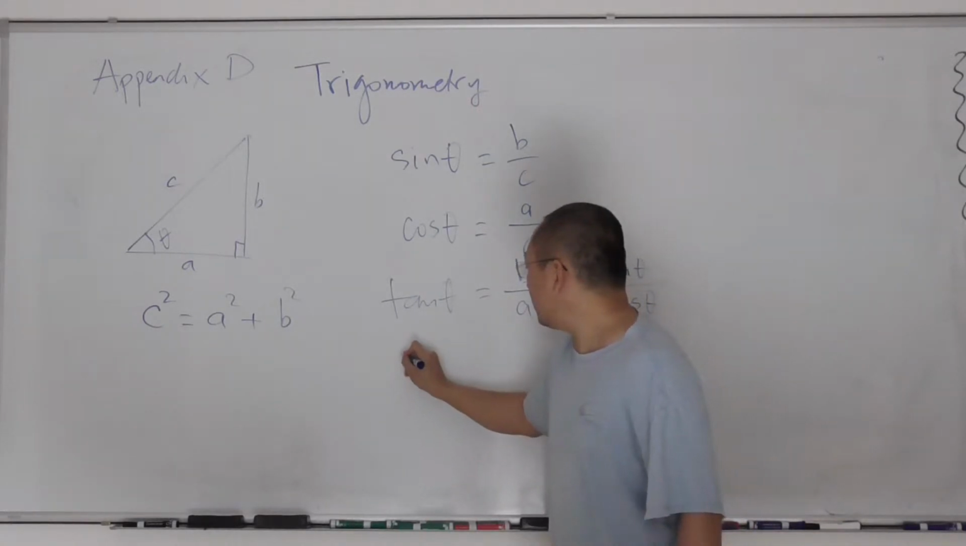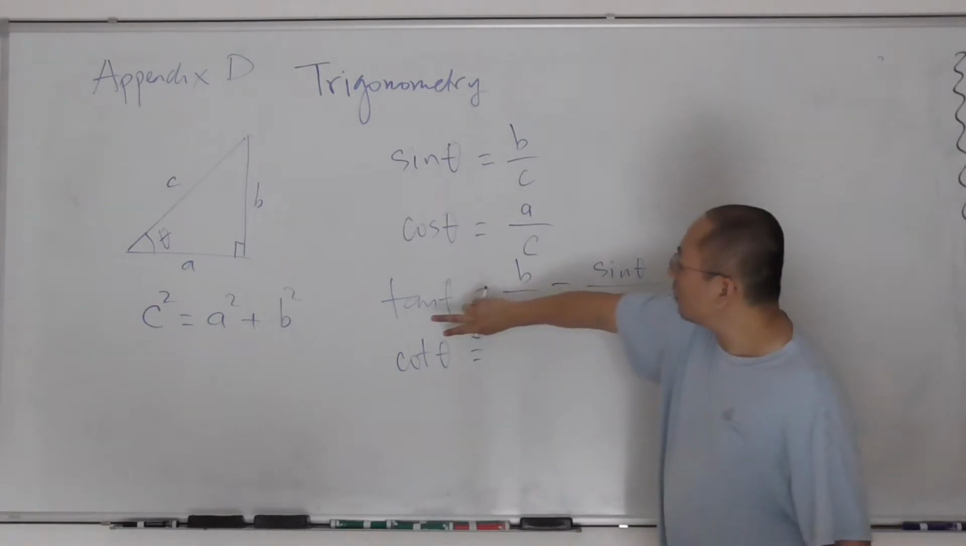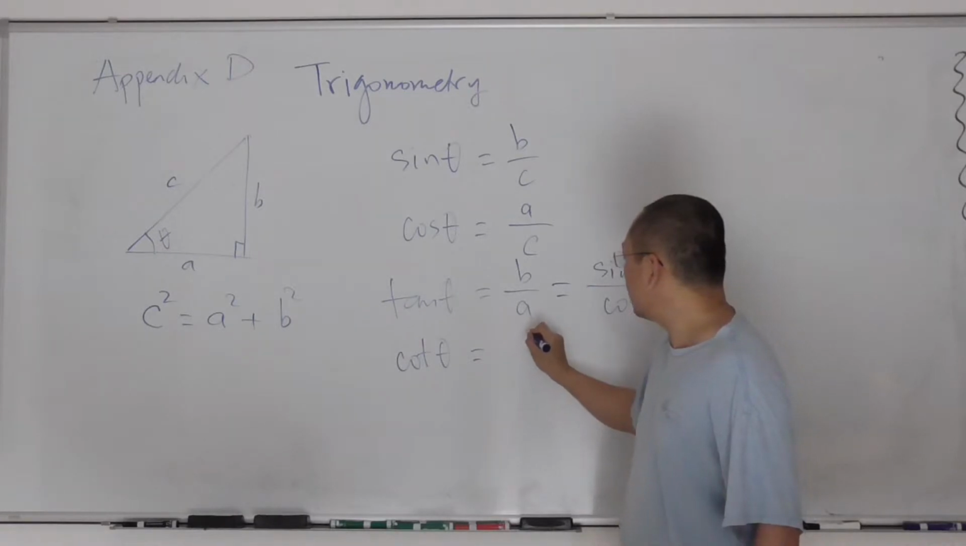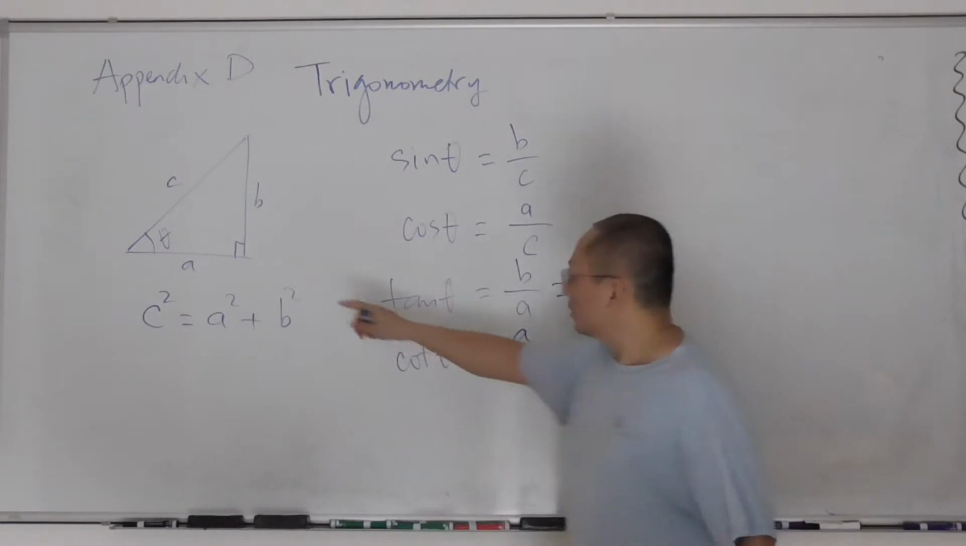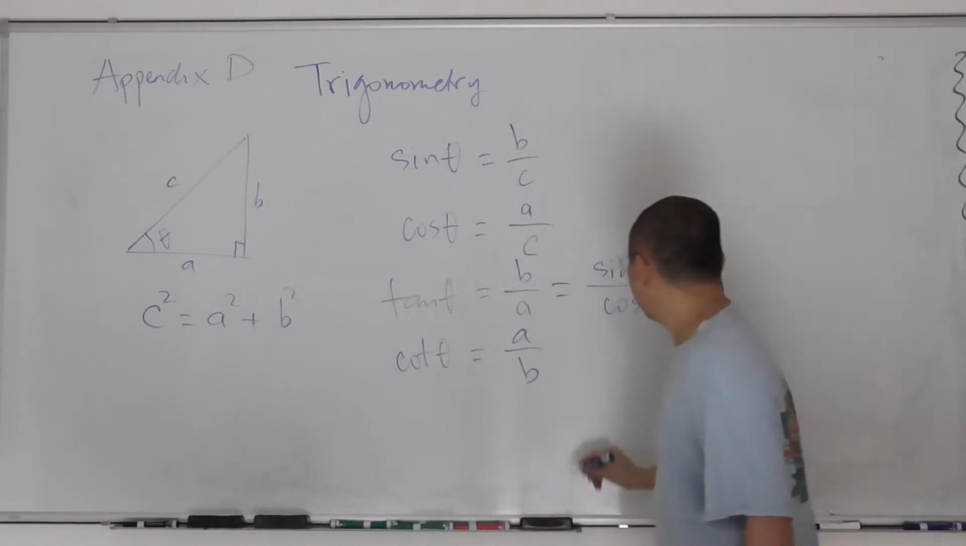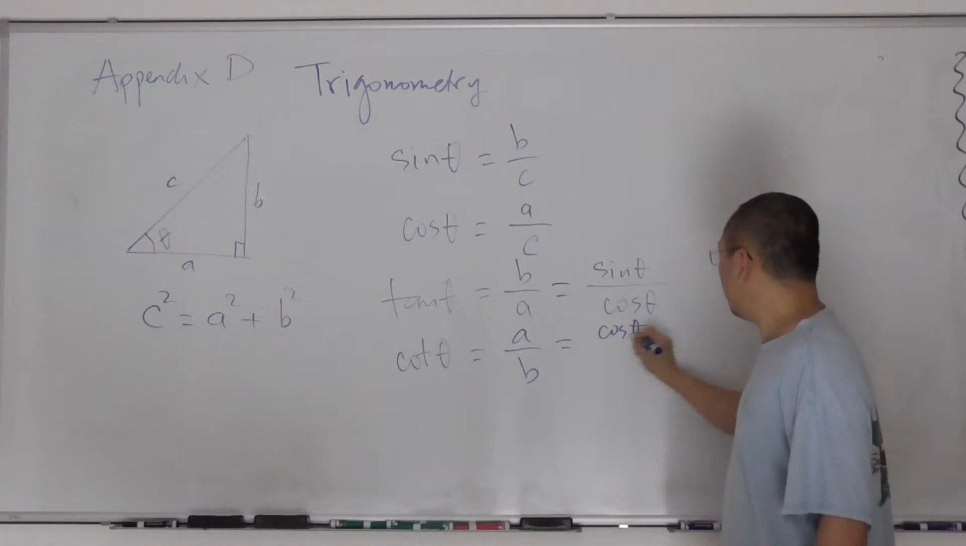The fourth one is cotangent theta, which is the reciprocal of tangent. So instead of B over A, now it becomes A over B. So cotangent of the angle theta is adjacent over opposite. Of course, the reciprocal of sine over cosine is cosine theta over sine theta.